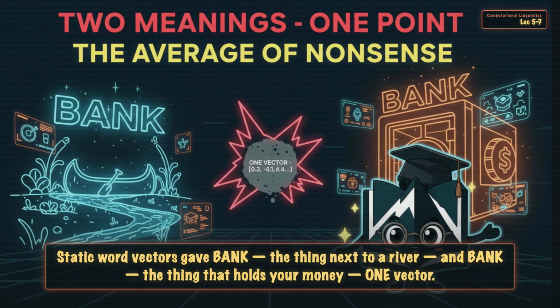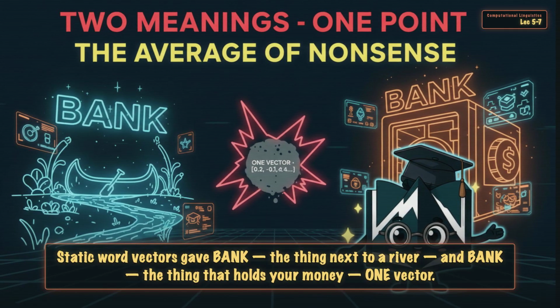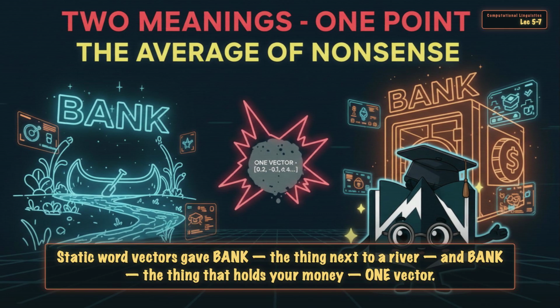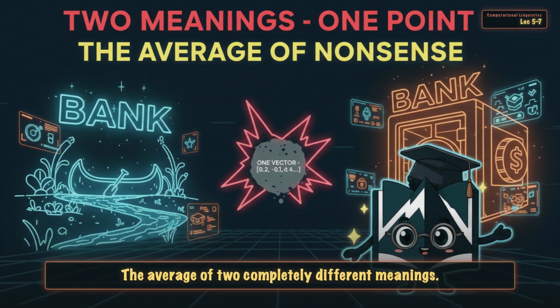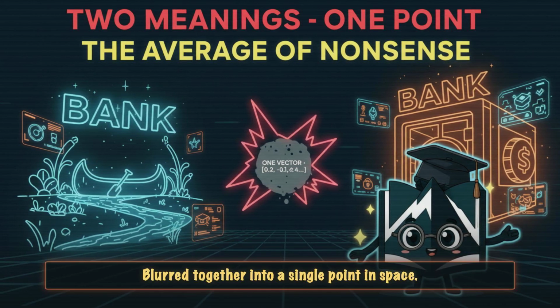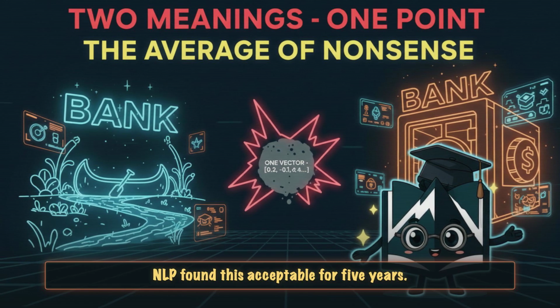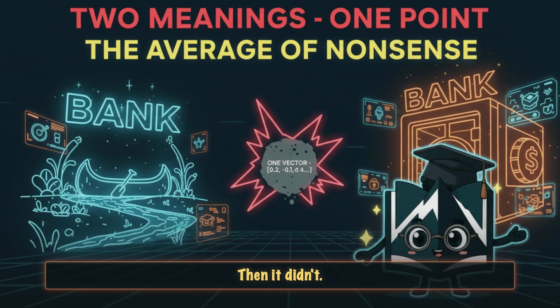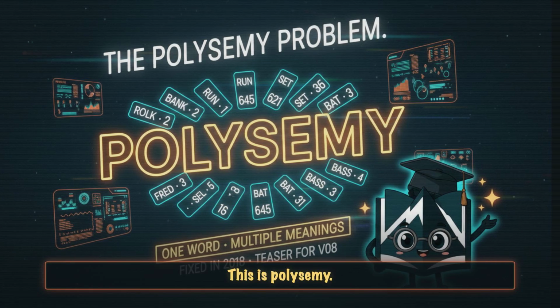Static word vectors gave bank, the thing next to a river, and bank, the thing that holds your money, one vector, the average of two completely different meanings, blurred together into a single point in space. NLP found this acceptable for 5 years. Then it didn't. This is polysemy.